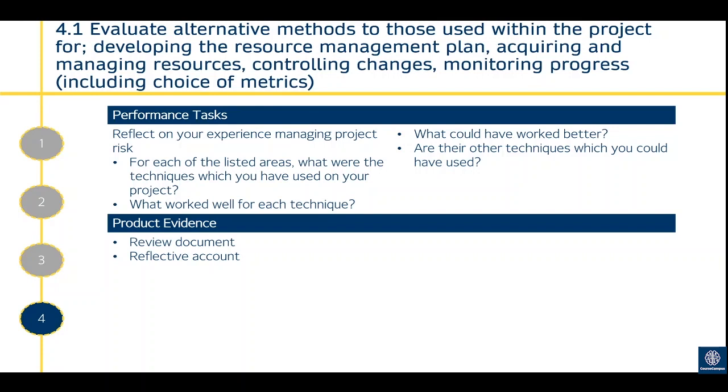or you can include it as part of holistic evidence, where you are writing or gathering holistic evidence on acquiring and managing resources, and during that you're evaluating alternative methods. If you're doing it that way though, each item on the list has to be covered by holistic statements. You have to cover each item on the list to close off the criteria as a whole. Product evidence would be a review document or a reflective account.